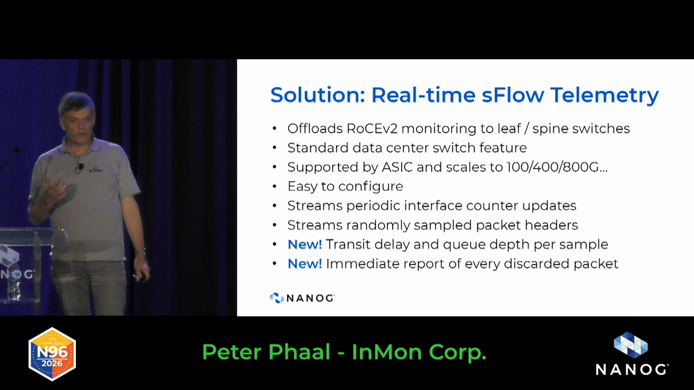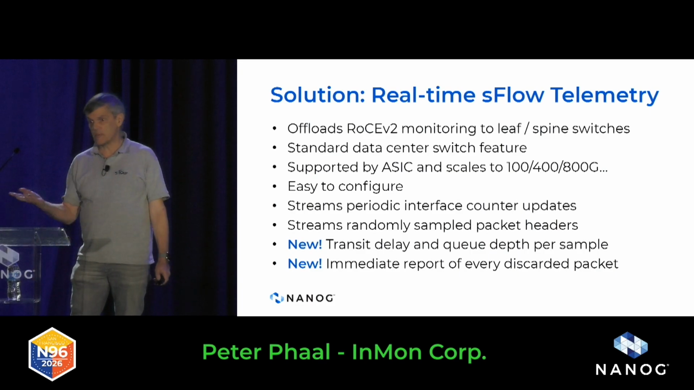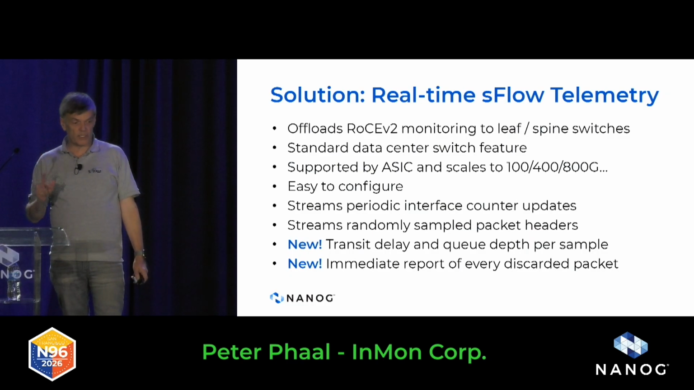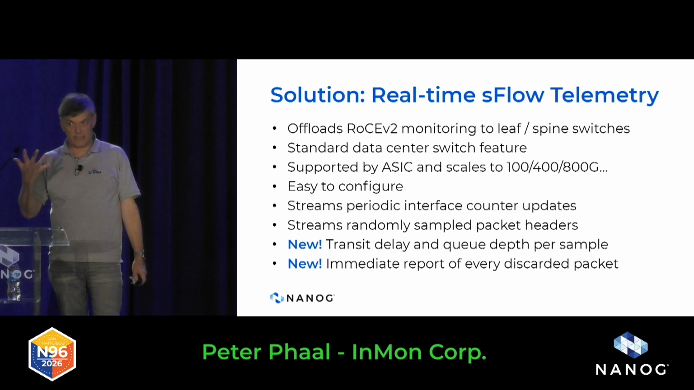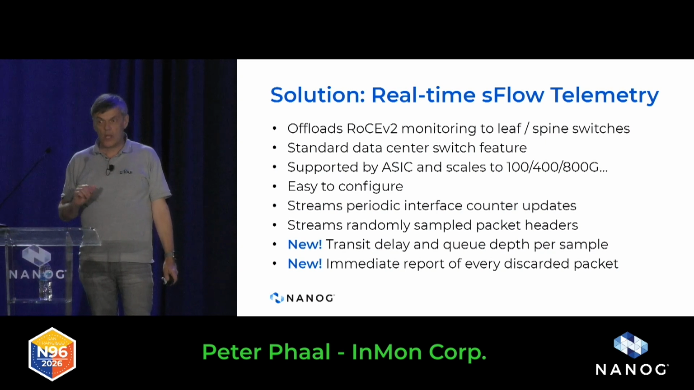And using real-time streaming sFlow from the leaf and spine switches provides that data. It's a standard feature of pretty much every data center switch. It's implemented in hardware, works at any port speed, and it gives you two kinds of information that really help. It streams randomly sampled packet headers, which I'll be showing how you can decode and see the InfiniBand data. And then there are two really new things that I'm going to talk about: transit delay and queue depth for those samples, and reporting dropped packets.